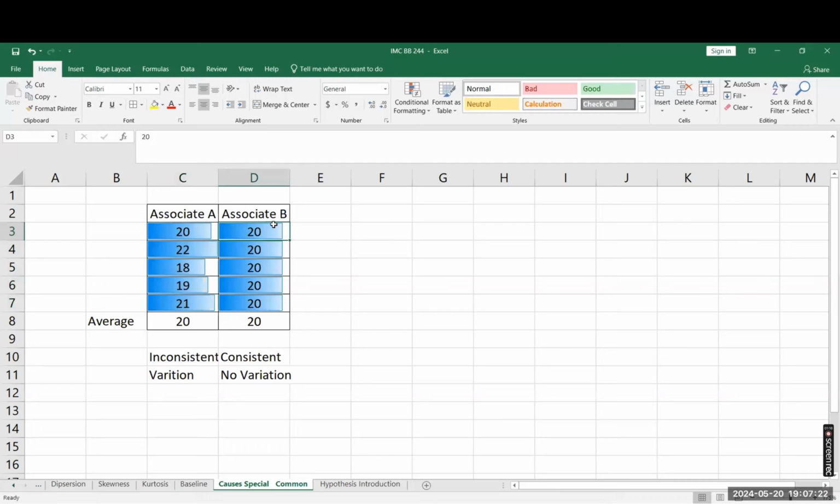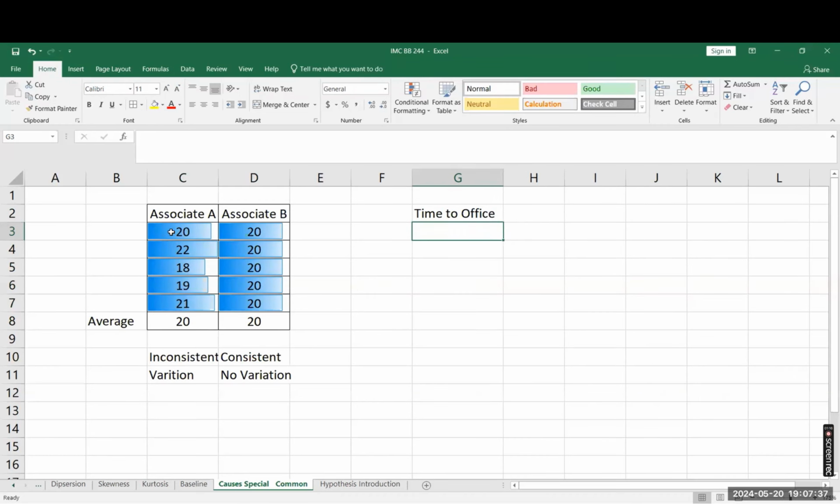Now I will take another example, and let's say this is your time to office. So we understood the variation, right? Time to office, you are taking like this, and maybe one fine day, suddenly you are taking 45 minutes. So like this is a common cause of variation. We are looking for more consistency, but getting the same consistency every time may not be possible. But nearby consistency we can get.